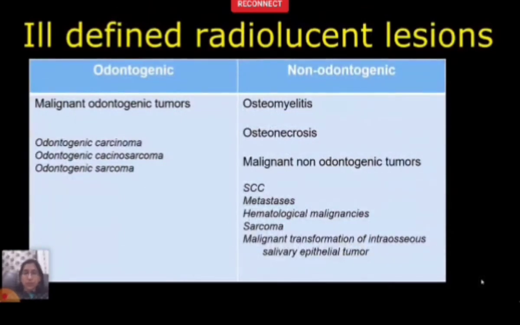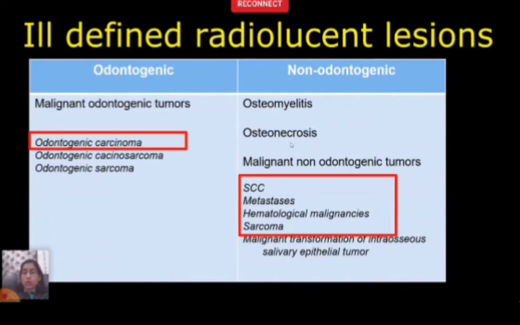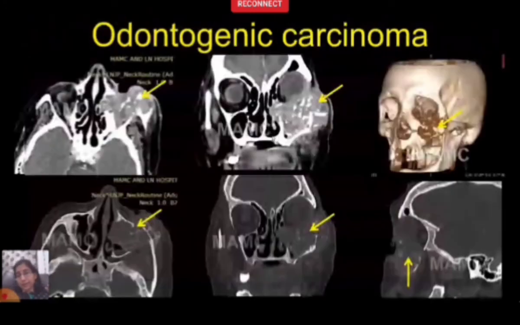Moving on to ill-defined radiolucent lesions. Now here they are either malignant tumors, which could be odontogenic or non-odontogenic, or it's osteomyelitis and osteonecrosis. So here in this section, I'll just show you a couple of cases of malignant tumors. We'll discuss osteomyelitis and osteonecrosis with mixed density lesions because that is how they most often look.